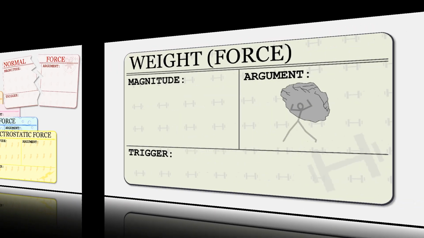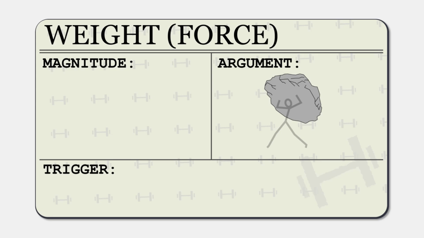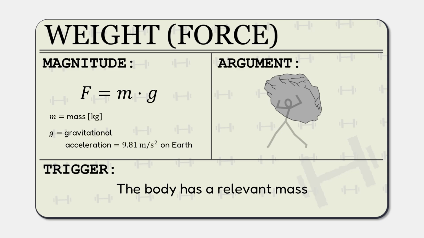Let's start with the weight force. This force is present whenever the body we are studying has a mass, unless it is openly irrelevant, and is near a planet due to gravitation. Since almost all exercises take place on Earth, this is one of the most common forces you will encounter in problems. The magnitude of the weight force is the product of the body mass m in kilograms and the planet's gravitational acceleration constant g. For the planet Earth, this constant is 9.81 meters per second square.